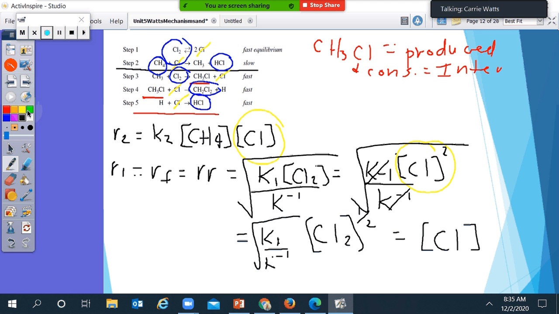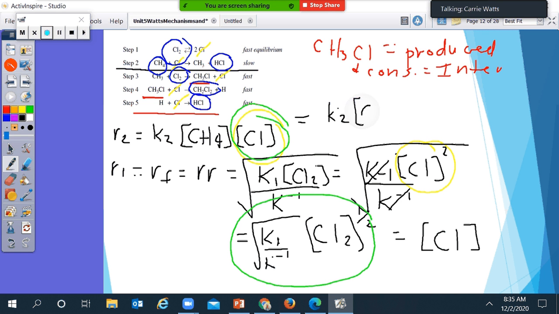Now I am going to substitute this monster with this. Let's write it again. Now we've got K2. I'm going to write my substitution. I'll write CH4 in here, and I'm going to write all my substitution in green.